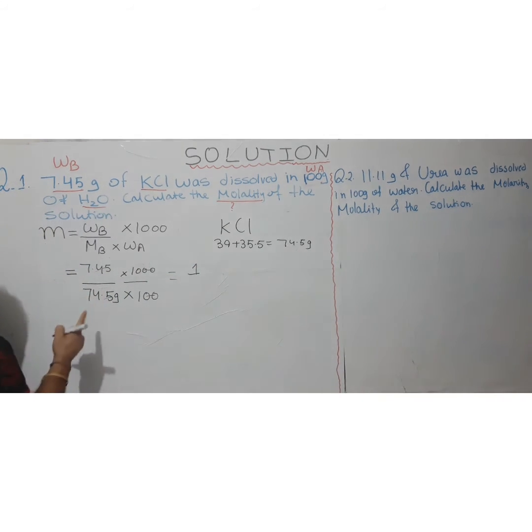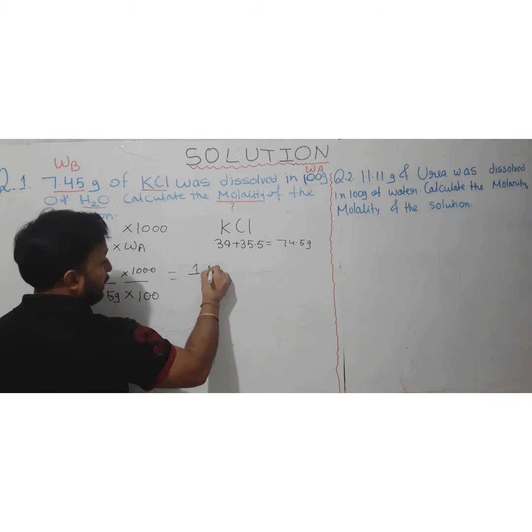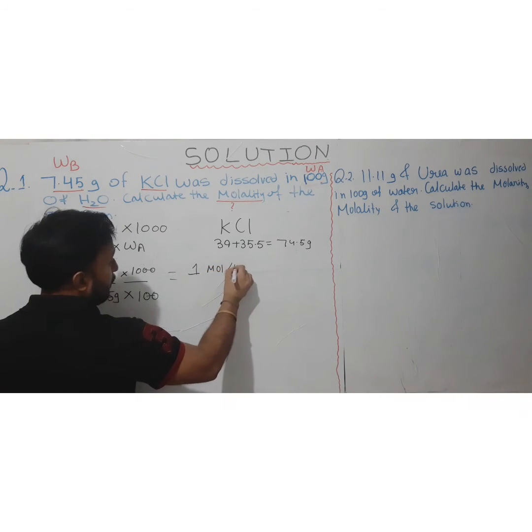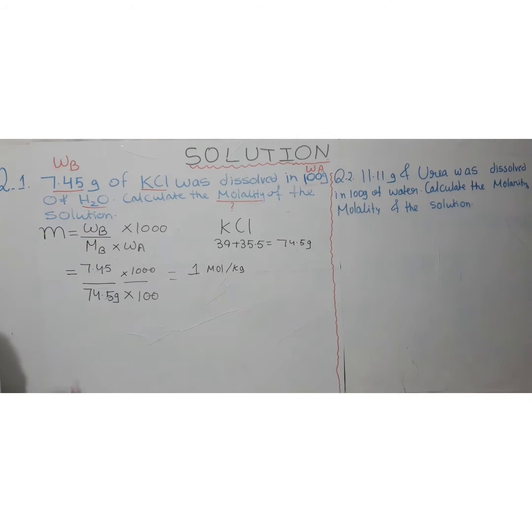Okay, so what is the SI unit? The SI unit for it is mole per kg. So that is how we can calculate the value of molality in this question. That was a very simple question. Okay, now let's move toward the next question.